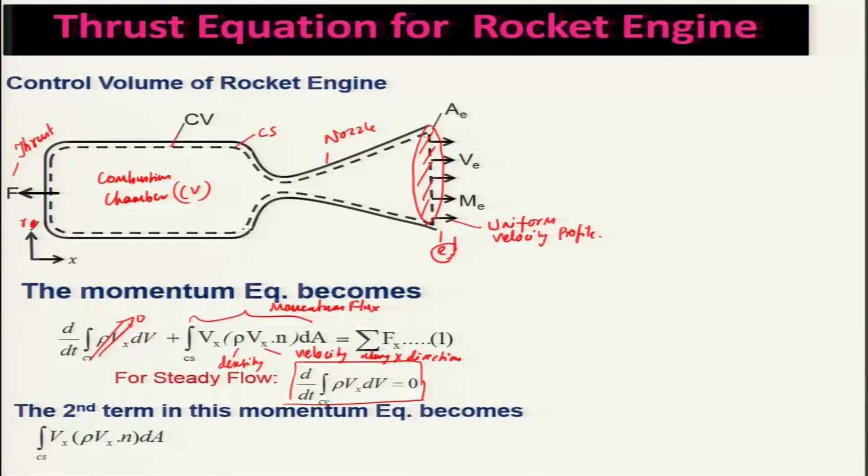So it will remain constant, and when you integrate rho V x over the area, you will get the mass flow rate, and V x is uniform. Therefore it becomes m dot into V e, because we are assuming the density to be uniform across this cross sectional area, and so also the V e at the exit of this nozzle. So the momentum flux term is nothing but m dot V e.